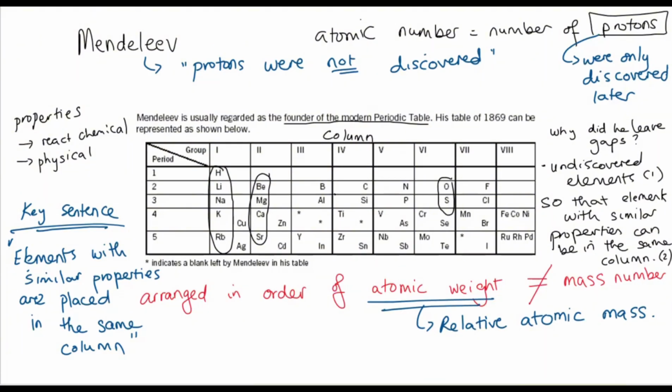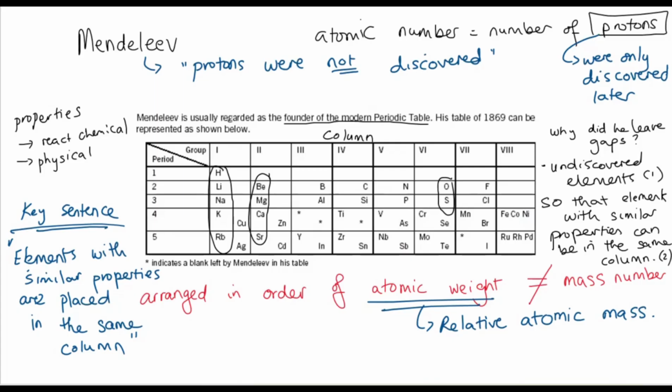And sometimes he found that elements didn't really match the order. The atomic weight wasn't actually going in order, but he didn't prioritize the atomic weight. He still prioritized placing elements with similar properties in the same column. So in some cases, the atomic weight was reversed. They would ask you why. The reason is always the same.